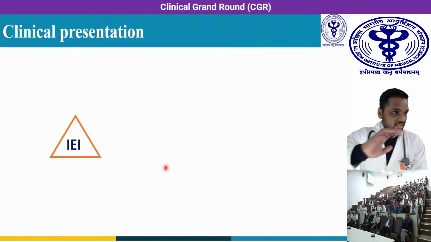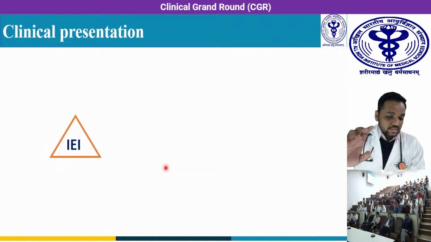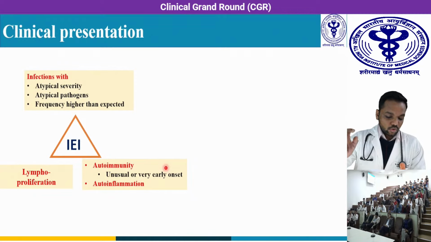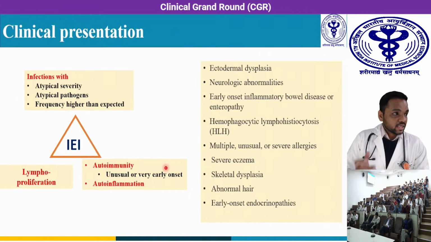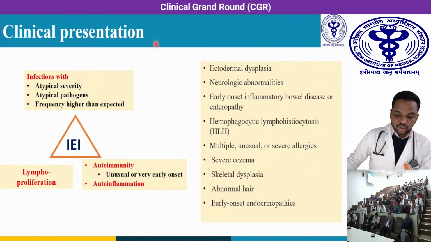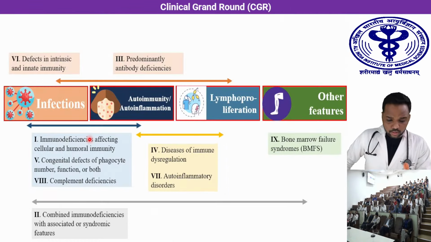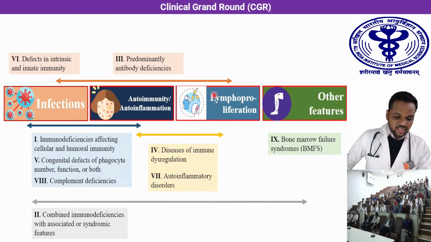So after seeing these 3 cases, we can see that IEIs don't only present with infections. They have autoimmunity, autoinflammation, and lymphoproliferation as predominant features. Along with that, there are other features like ectodermal dysplasia, neurological abnormalities, etc. Just to summarize the clinical presentation, these are the broad categories. These are not watertight compartments, and every disease presents with overlapping features from each of these categories.